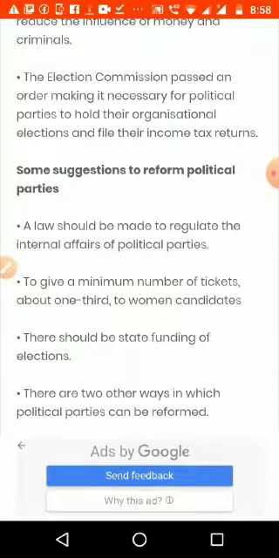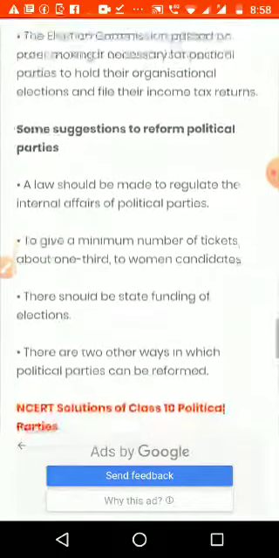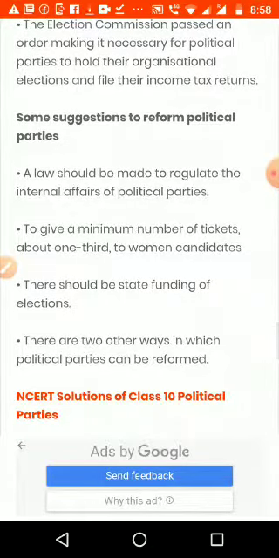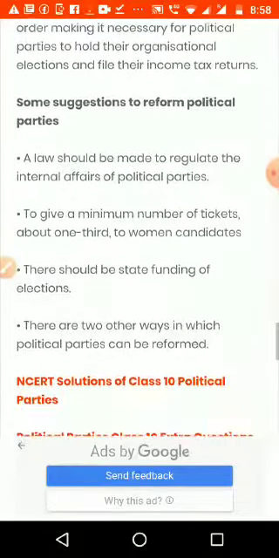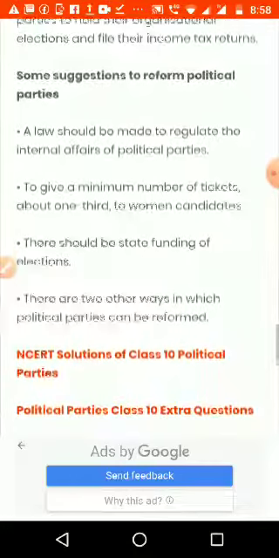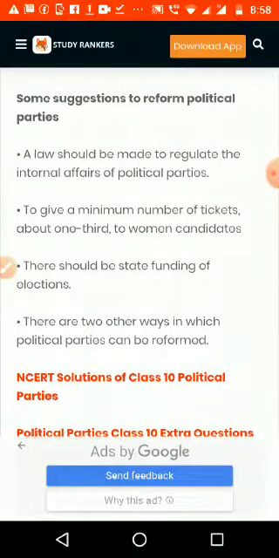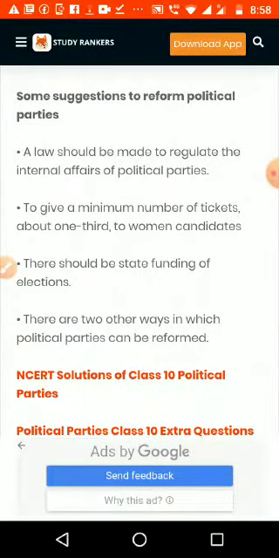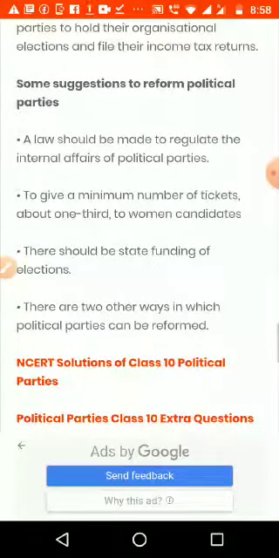Some suggestions to reform political parties: a law should be made to regulate the internal affairs of political parties, and to give a minimum number of tickets, about 1/3, to women candidates. There should be state funding for elections. There are 2 other ways in which political parties can be reformed.